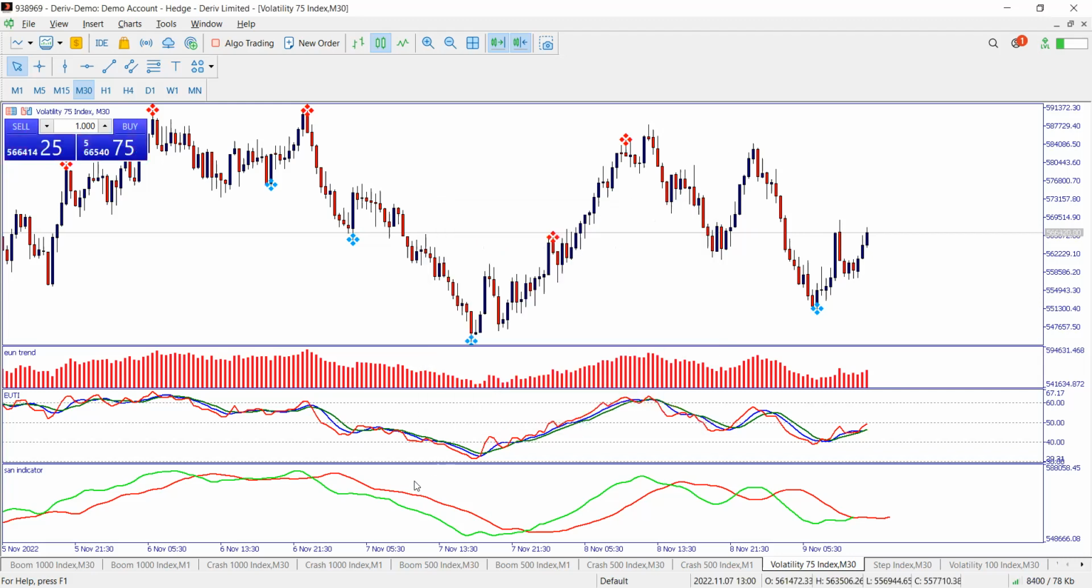Now the guide that we use to take an entry is called the sun indicator, which is this one. Now, how do we get our entries? Through crossovers.